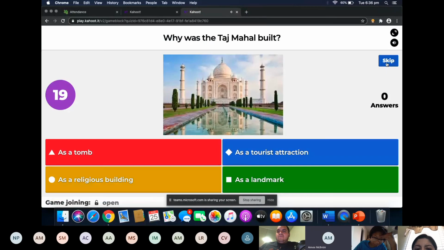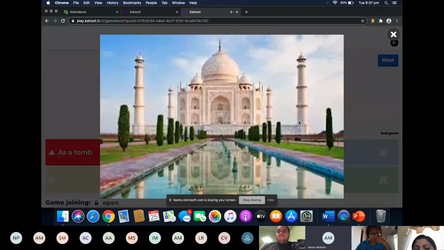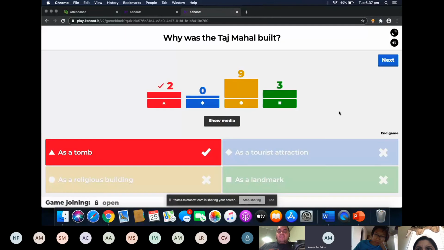This one's a trickier one. You guys fall for that trick. So the Taj Mahal was originally built by a sultan for his most beloved wife when she died. So it is technically a tomb. She is buried in it.